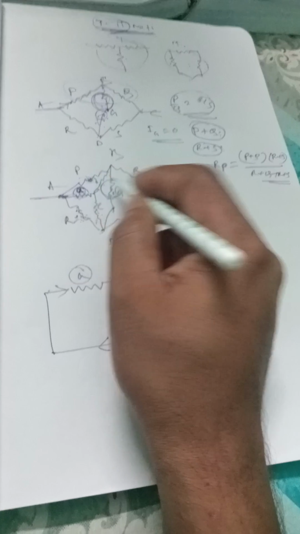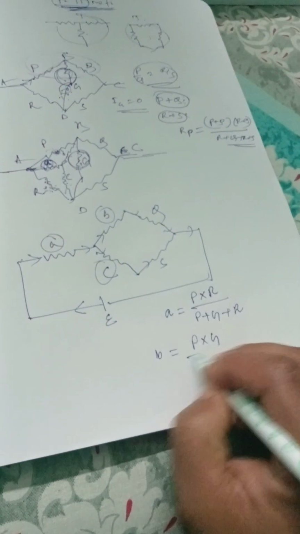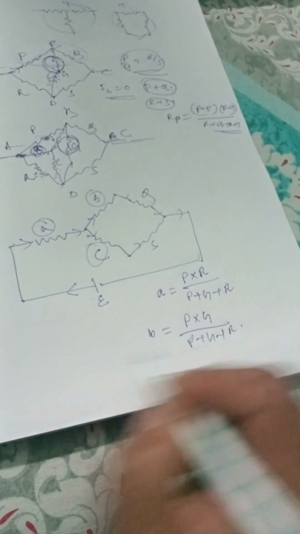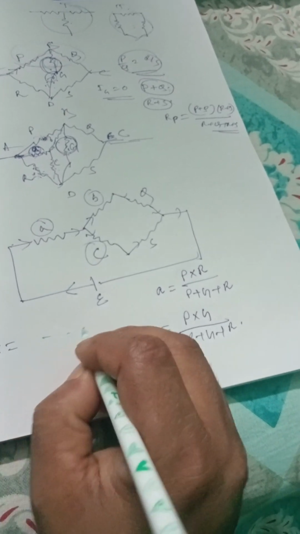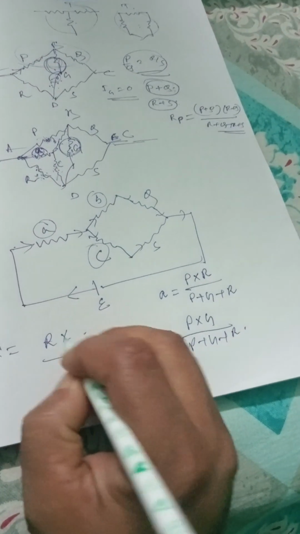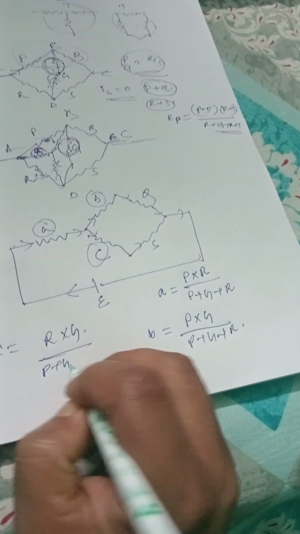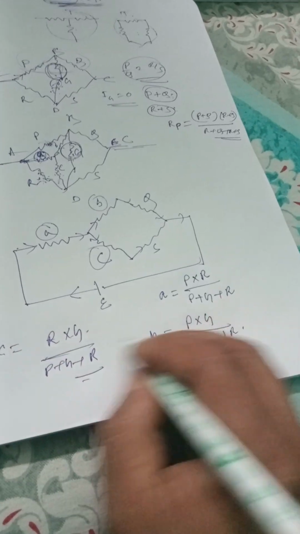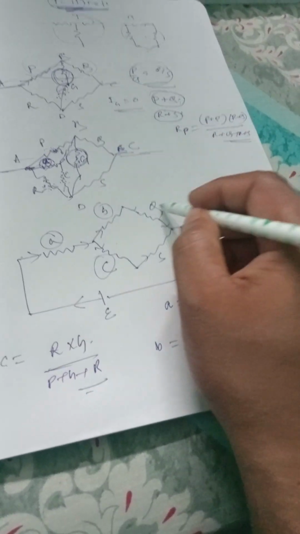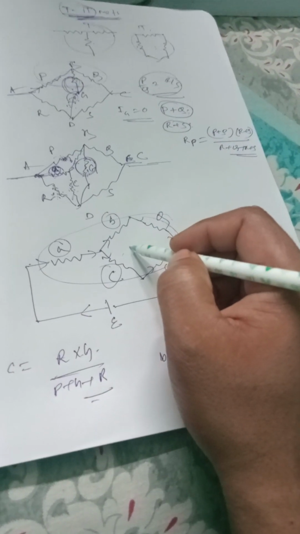Similarly, what will be the value of B? B will be P into G divided by the same P plus G plus R. And similarly C equals R into G divided by P plus G plus R. In this way you can calculate the values of A, B, C. Now this modified circuit is easier than the original.